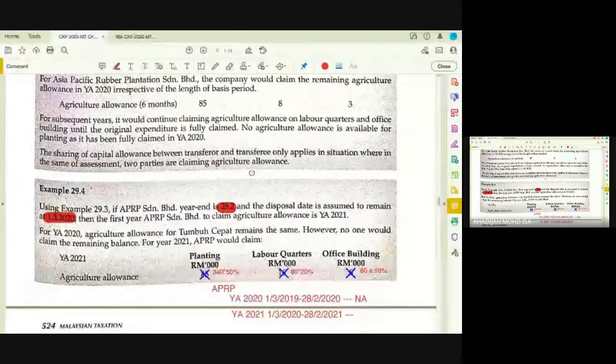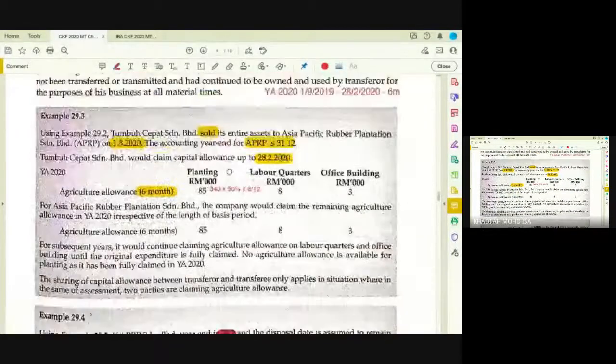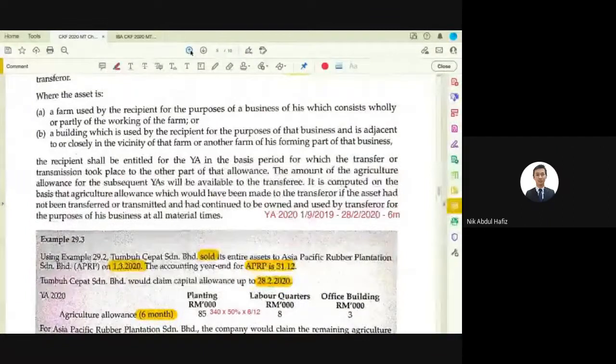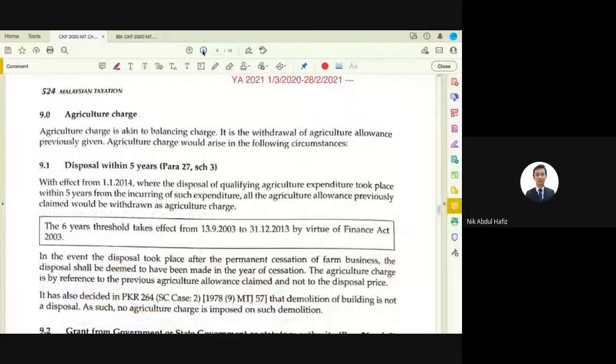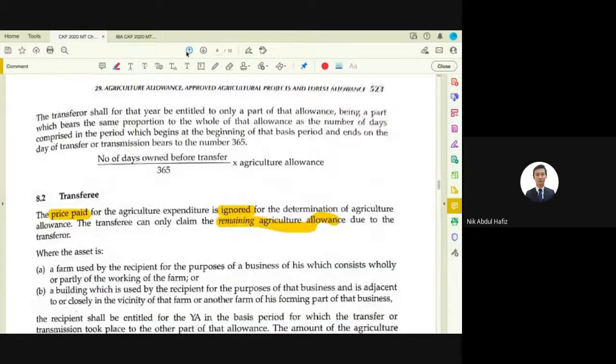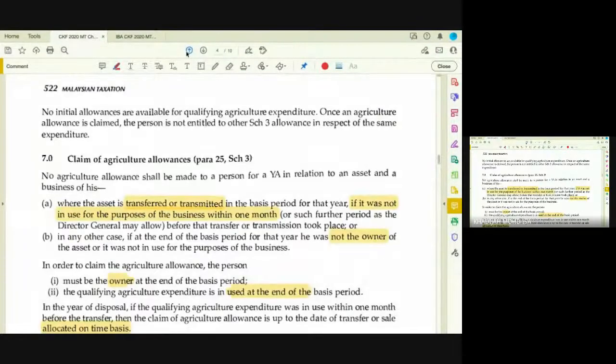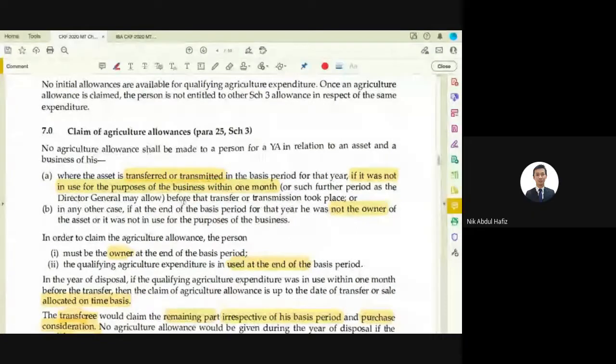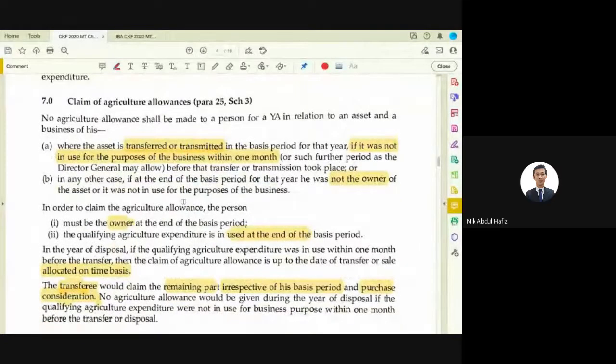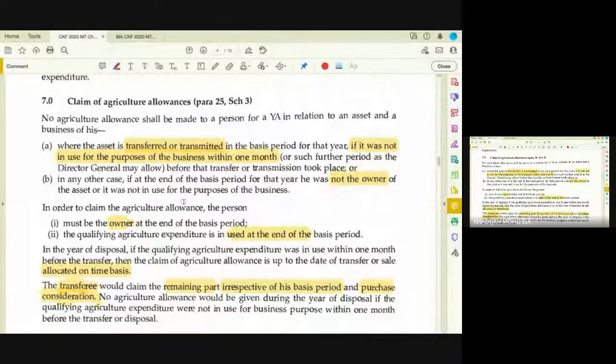Any more questions? Yes. Can you explain the 7.0A? Hold on, is this one? Yeah. In any other case, if at the end of the basis period for that year, he was not the owner. So that's why for you to claim allowance, we must be the owner. Right? So the law says that is all. This one is important. The term here is all.